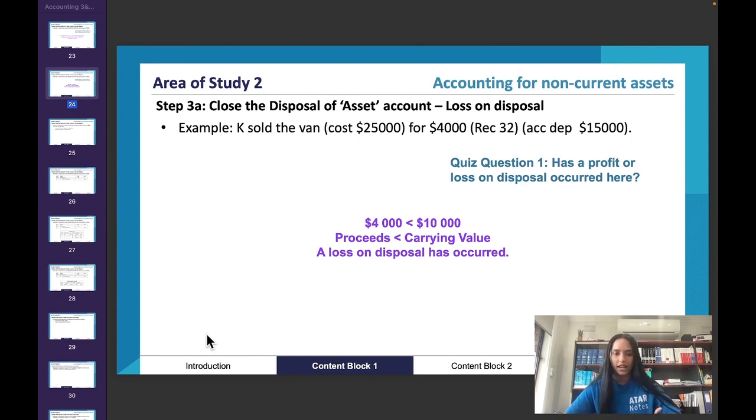It's the exact same process either way. We just calculate the carrying value as cost minus accumulated depreciation, and then we compare the carrying value to the proceeds on disposal, and those proceeds could either be cash received from a sale or a trade-in value. And then we compare the proceeds to the carrying value, whichever one is bigger. If the carrying value is greater than the proceeds value, then a loss has occurred. But if the proceeds value is greater than the carrying value of the asset, then a profit on disposal has occurred.